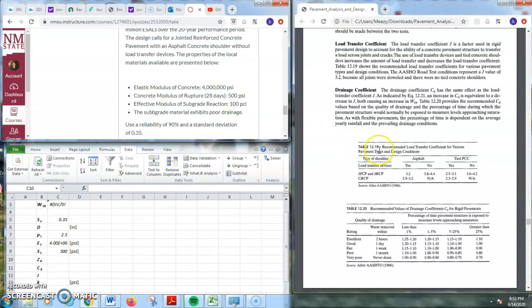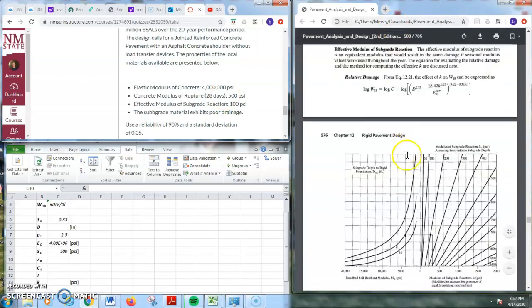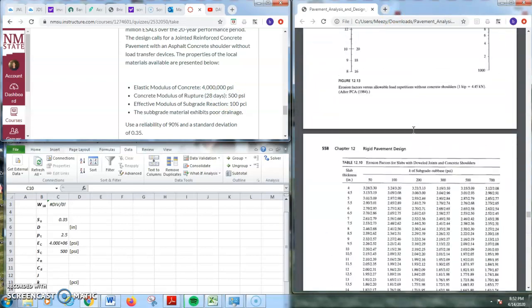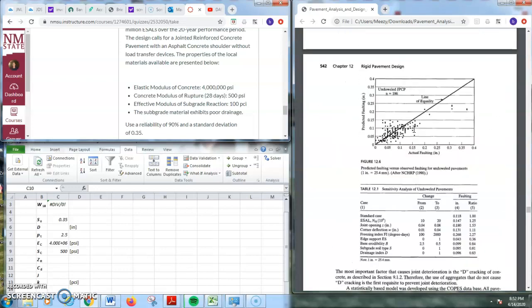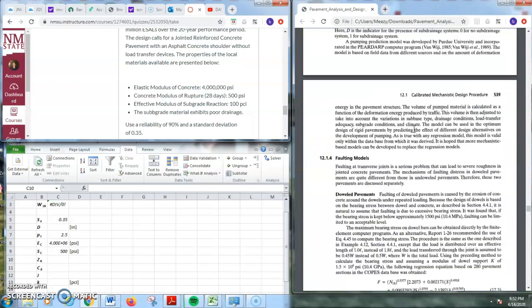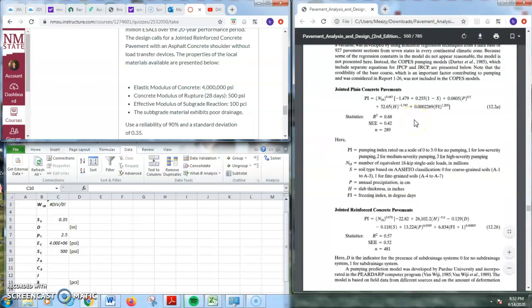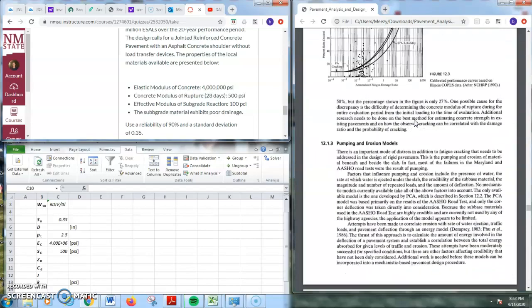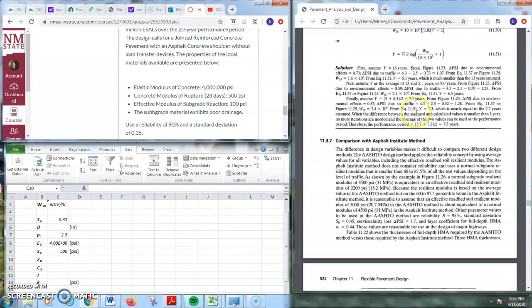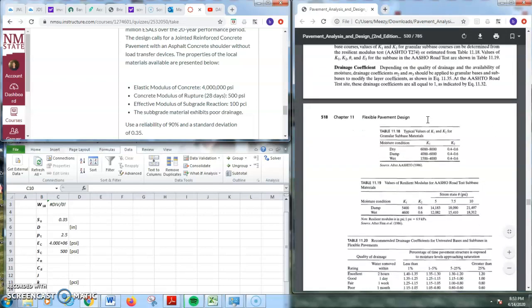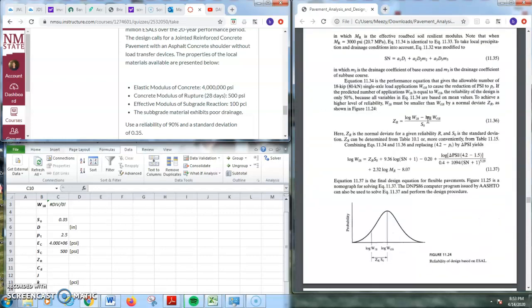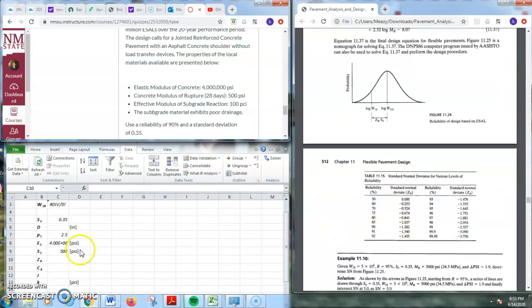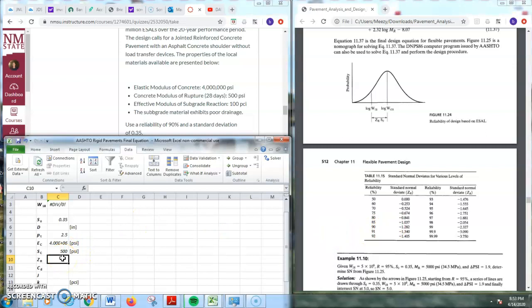90% reliability, so we're going to need to go back to our reliability table. At 90% reliability, our ZR value is going to be negative 1.282.